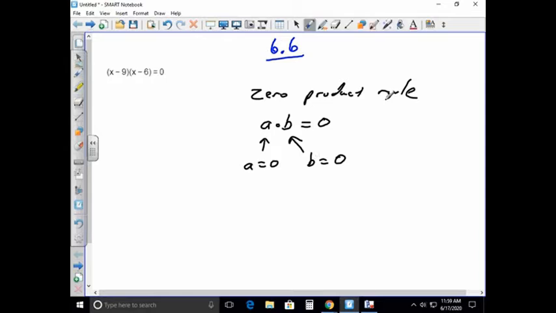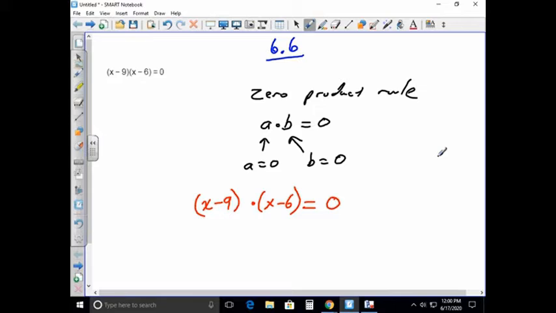So in order to utilize this, we must have a 0 on one side and the other side must be a product. So the other side has to be in factored form. So notice the problem that we're given. We have a factored form on the left and a 0 on the other side. So this is one application of factors.